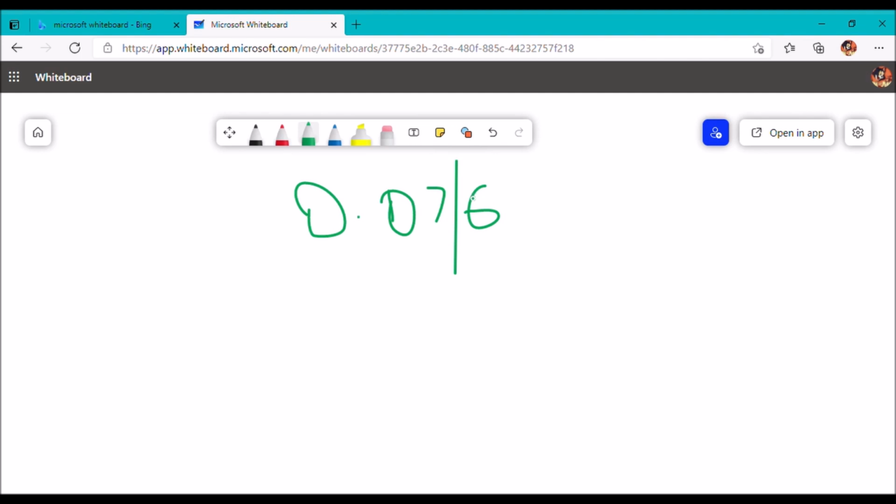So then, same as before, this 6 is more than 5. So we must add 1 to this. Then the answer is 0.8. And we are not adding the 0 because this is a decimal. Though we add the 0 here, it does not take a value.